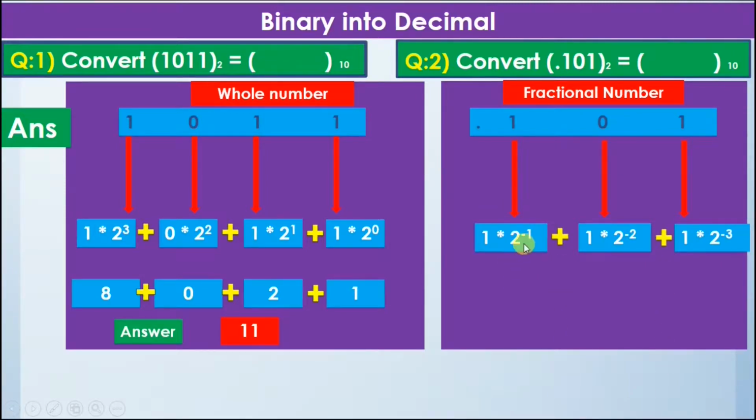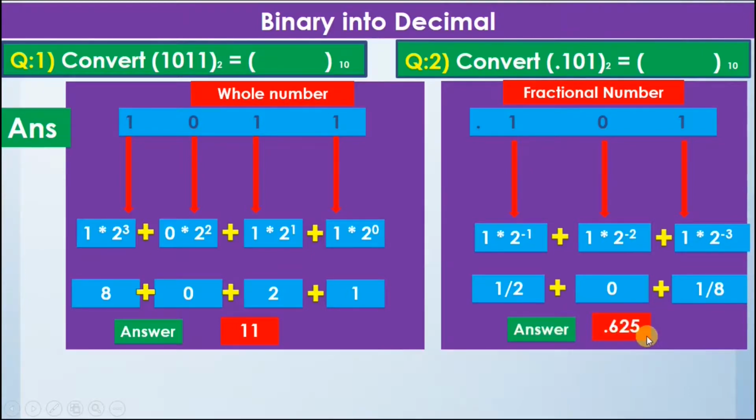We know that 2 raised to power minus 1 into 1 is equal to 1 by 2, or you can say 0.5. Next, 2 raised to power minus 2 into 0 is equal to 0. Next, 2 raised to power minus 3 into 1 is equal to 1 by 8. So we add them all together and we get the final answer as 0.625. So we solved the whole number using this procedure and we solved the fractional number using this procedure.